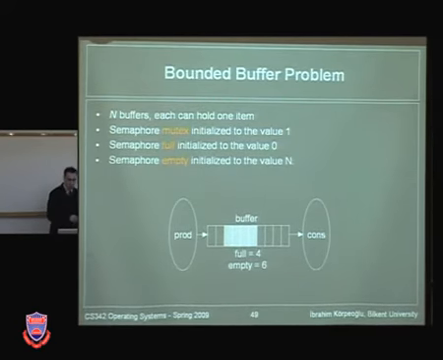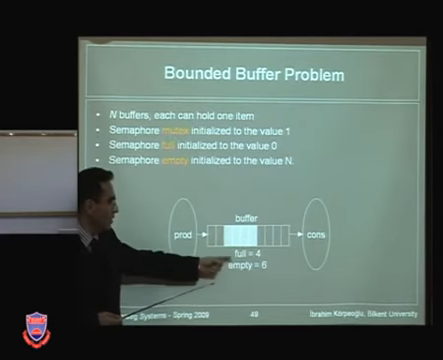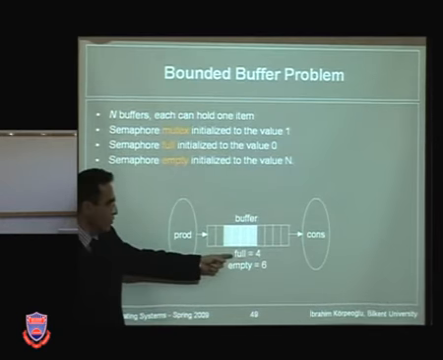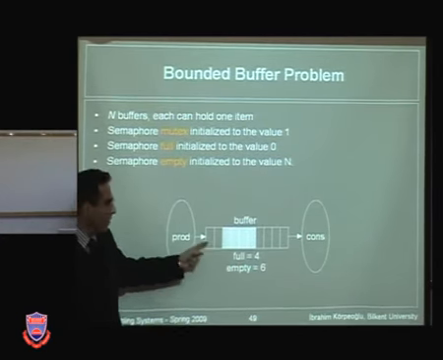So now let's look, for example, at some arbitrary time, where we can have such a buffer state and semaphore values. The buffer has, for example, 4 items at the moment. So the full semaphore will have a value 4, and the empty semaphore will have a value 6, indicating there are 6 slots available to put new items, okay?